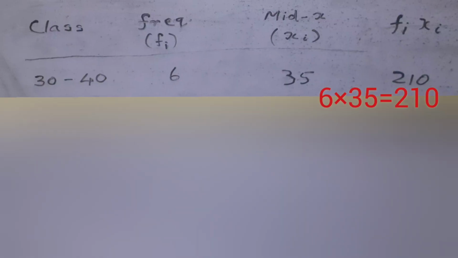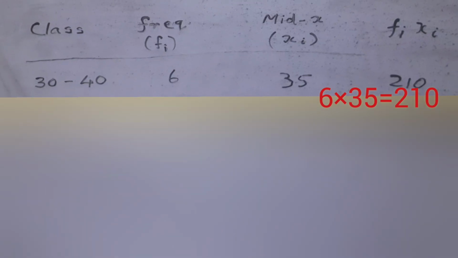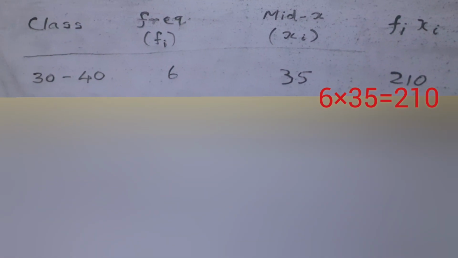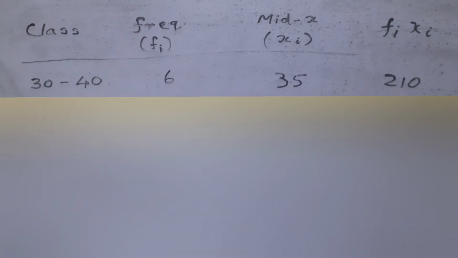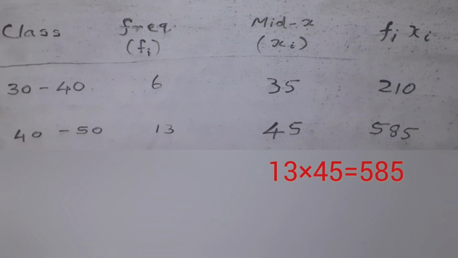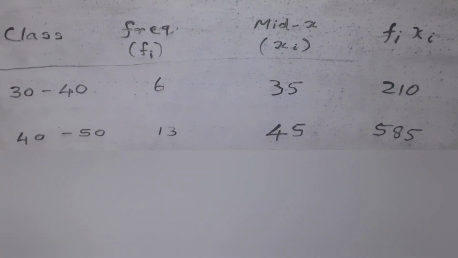The next step is to find the product of frequency fi into mid value xi, fi into xi. For the first interval, it will be 6 into 35, which gives 210. For the second interval, it will be 13 into 45, which gives 585, and so on.